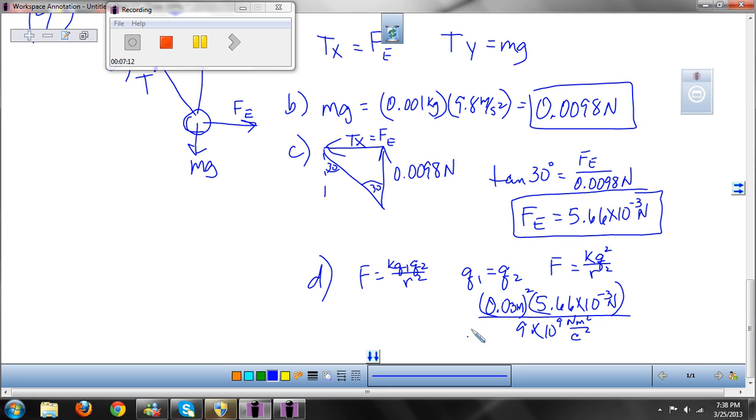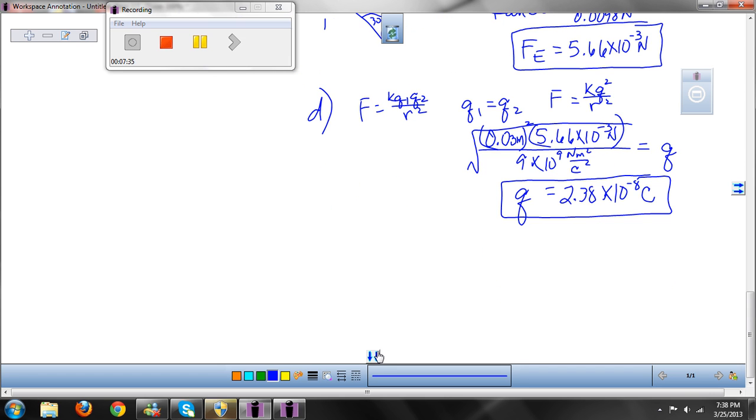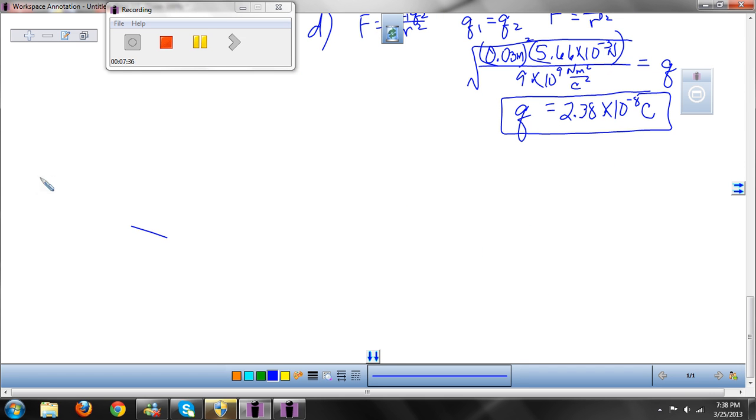And that equals Q squared, but I just want Q, so I take the square root of that stuff and get Q. And when I did the math, I got Q to be 2.38 times 10 to the minus 8 coulomb. All right, so that took care of number 9. You could see something like that on the test. Take a look at it.